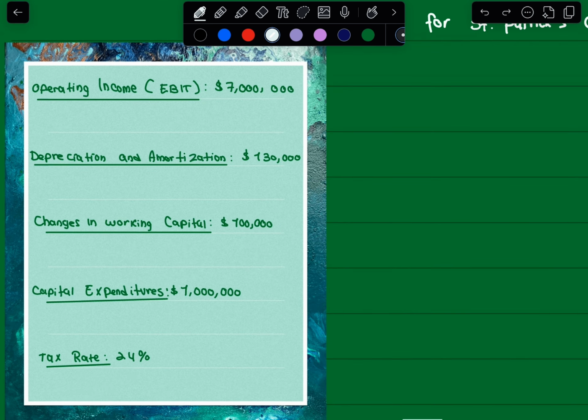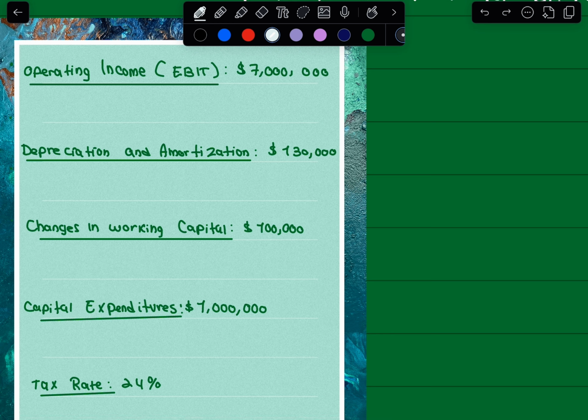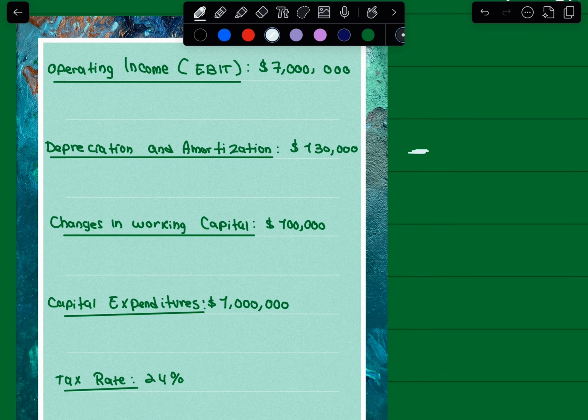Moving on to depreciation and amortization. Depreciation refers to the reduction in value of physical assets. Examples would be machinery, equipment, or buildings. Amortization is similar, but for intangible assets. Examples would be copyrights or patents. This tells us the gradual loss of value over time. For our example, we have $130,000 in depreciation and amortization.